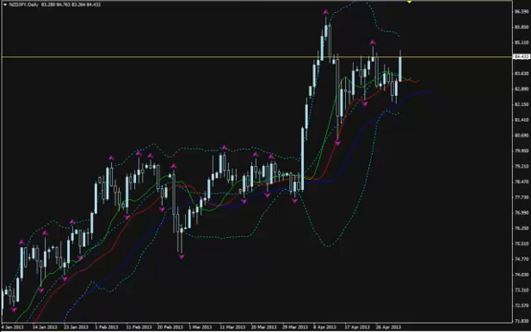Hi, this is NZDJPY pair. We are looking at the daily chart. This is another yen pair. Today it's Sunday, 5th of May 2013, and in a while markets will open.